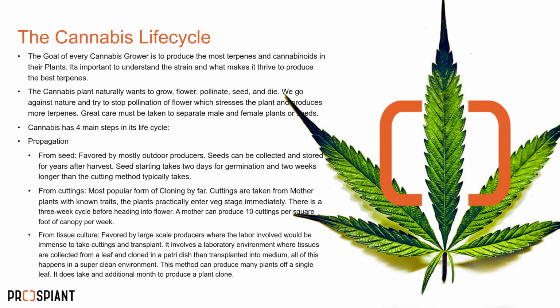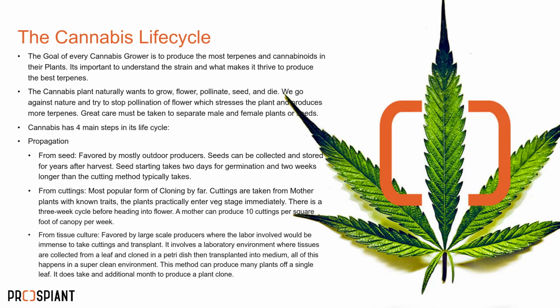And the last, of course, is from tissue culture. So tissue culture has been around a long time. It is favored by large-scale producers and very large scale. It's been used in the vegetable and floriculture industries for years. The great thing is you can make an immense amount of cuttings off of a single leaf.